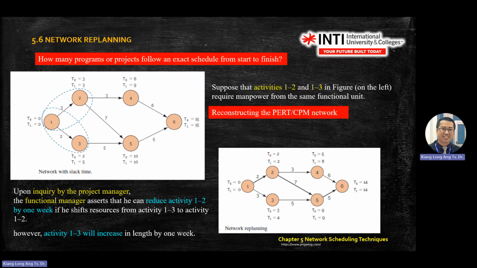What happened if the functional unit suggests activity 2 to 3 increased by 1 week and reduce the time from 1 to 2 to 2 weeks? What is the effect? So you need to redo the calculation, and then you tell me, for example, this one, original time is 15 weeks. It will reduce by 1 week. The effect is reduce 1 week. You can complete the project 1 week early.